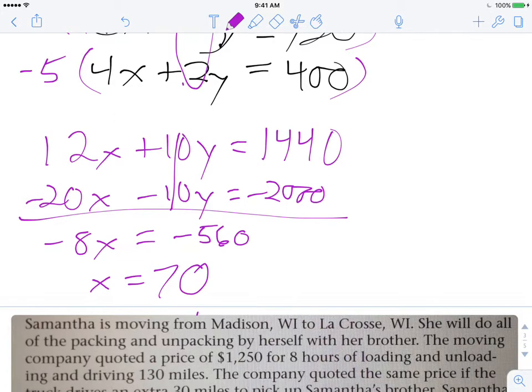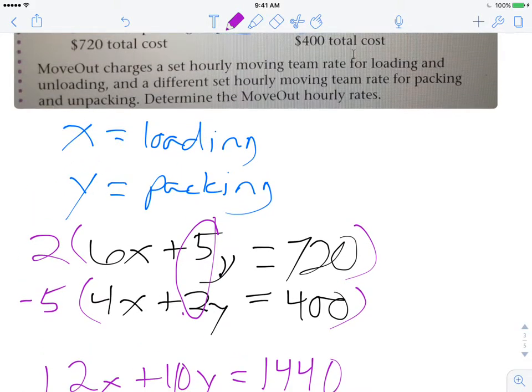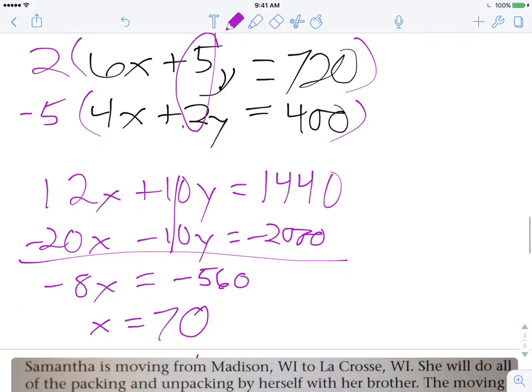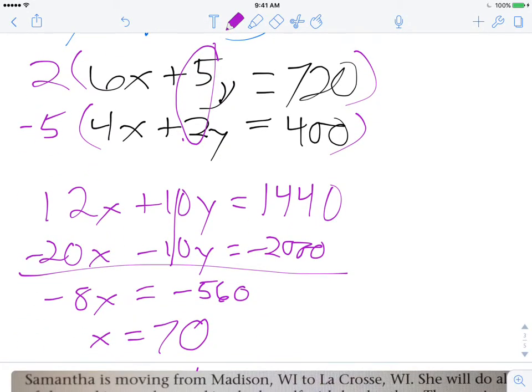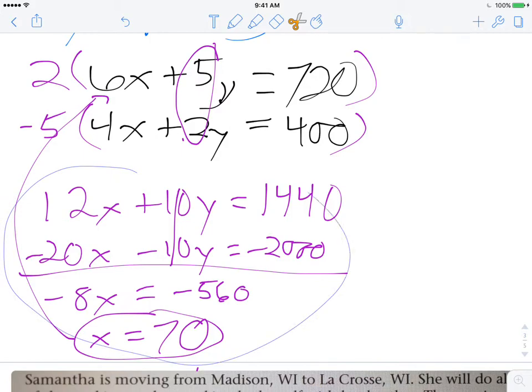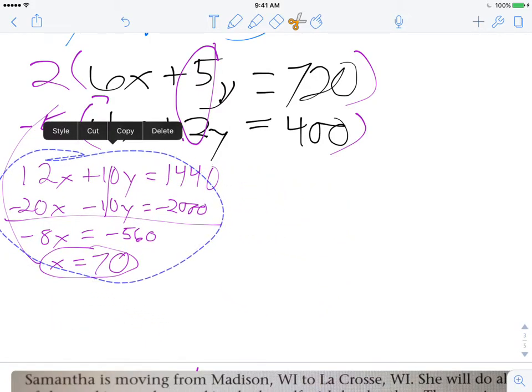All right, so x equals 70 means that they're charging $70 per hour for the loading and unloading portion. So now we're going to figure out the packing portion. To do that, we just take this information that we got for x and put it back up into one of the original equations and solve for y. So that will look like this.